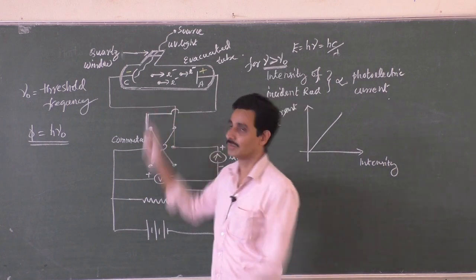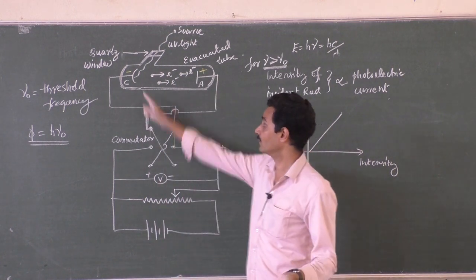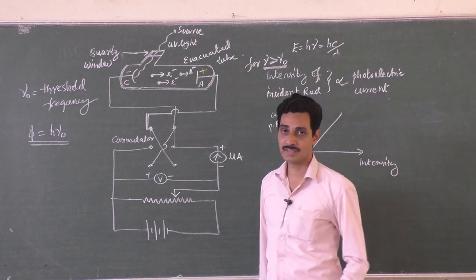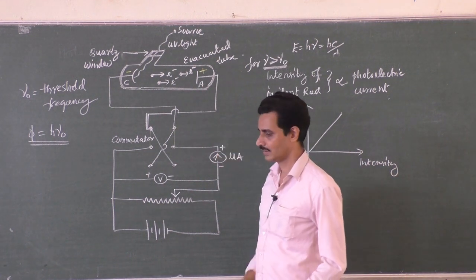What about the cathode? It will repel them. Once the electrons come out, the material is not ready to receive them. Electrons come here and join with the anode and complete the path, and you get current.